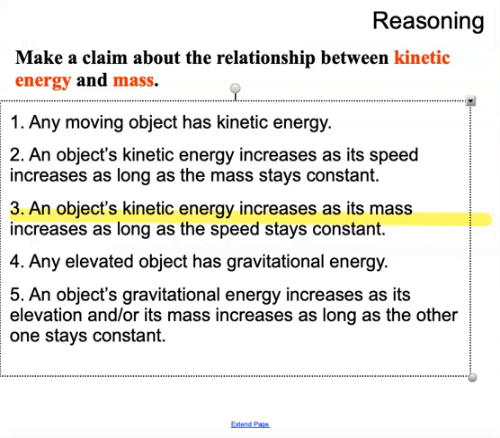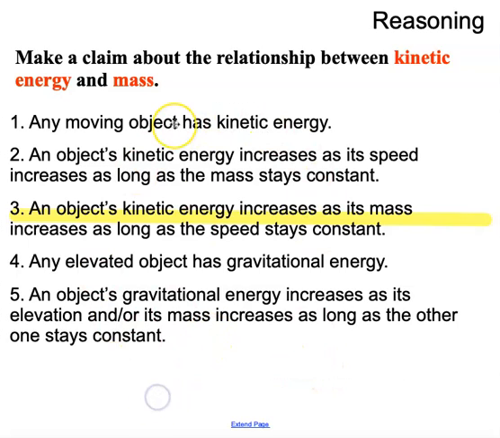Now, let's look at the scientific principles. When you look through the 5 choices that you had, only one of them mentioned both KE and mass. Now I might say, well, no, Mr. Wattoon, this one had mass and this one had amount of KE, but look at it. An object's kinetic energy increases as its speed increases. No. It mentions mass, but it's really not about mass, it's about speed. This one, an object's kinetic energy increases as its mass increases, as long as the speed stays constant. So this is the one you need to use.